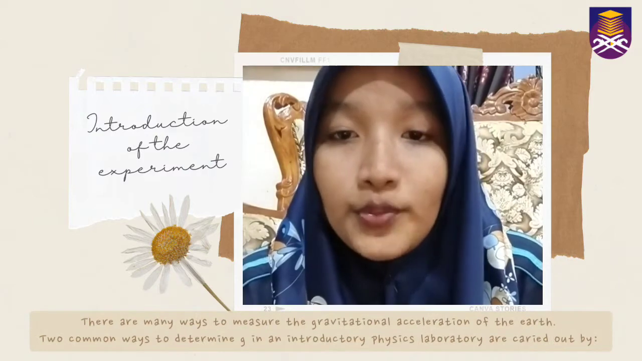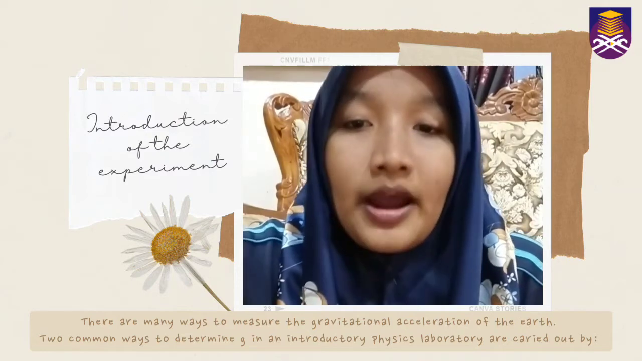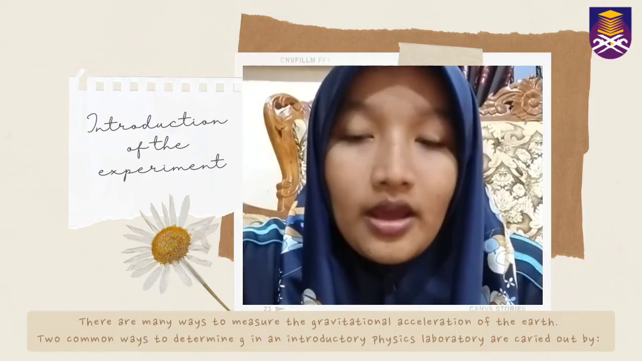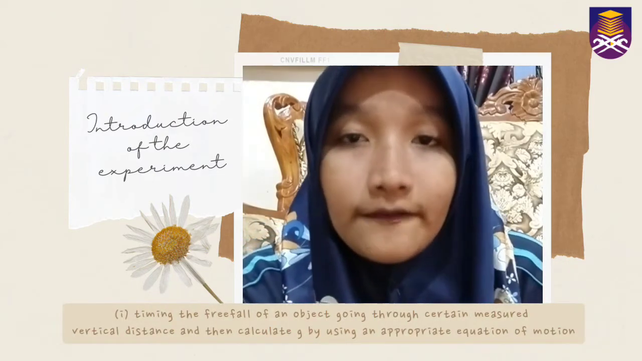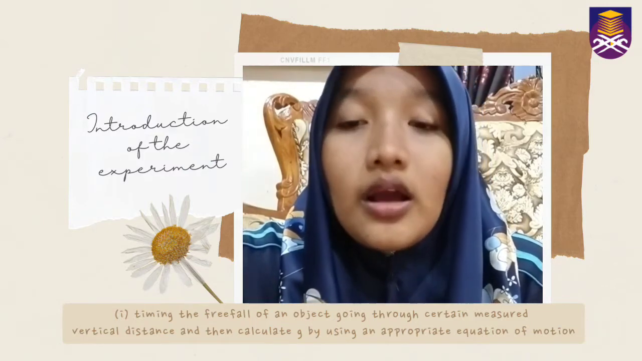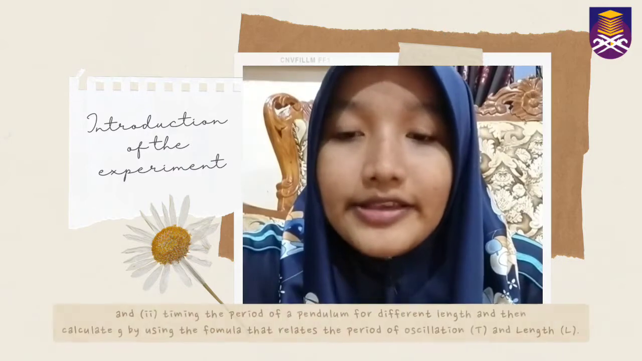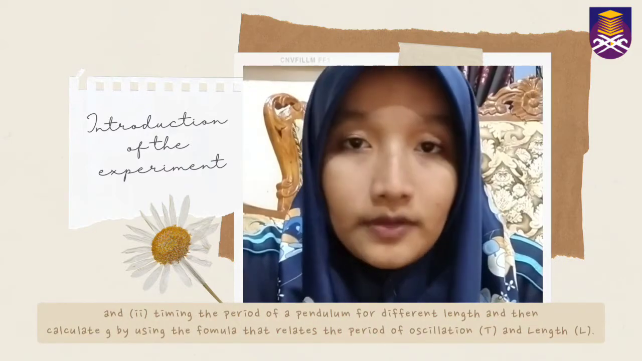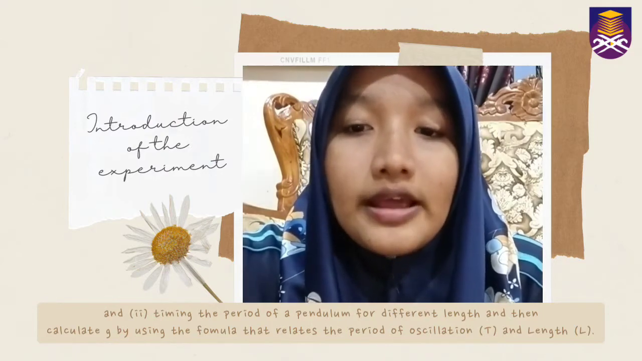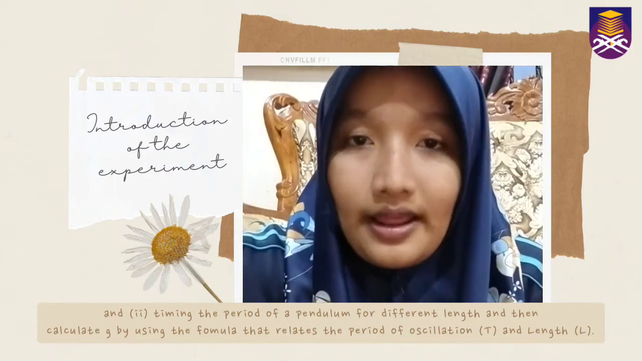Okay, there are many ways to measure the gravitational acceleration of the Earth. Two common ways to determine G in an introductory physics laboratory are carried out by, first, timing the free fall of an object going through a certain measured vertical distance and then calculating G by using an approximate equation of motion. And second, timing the period of a pendulum for different lengths and then calculating G by using the formula that relates the period of oscillation and the length.